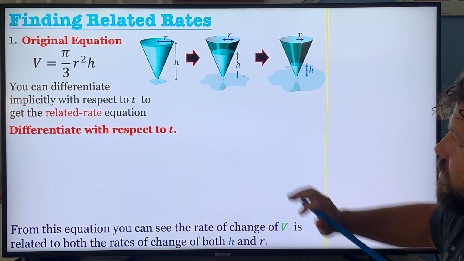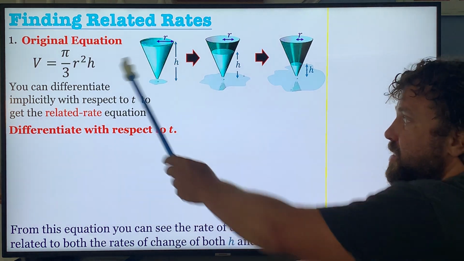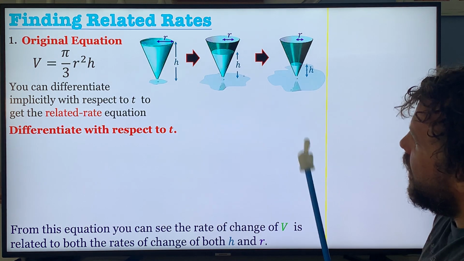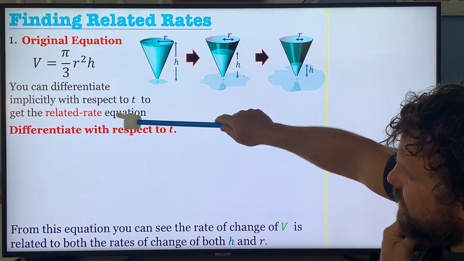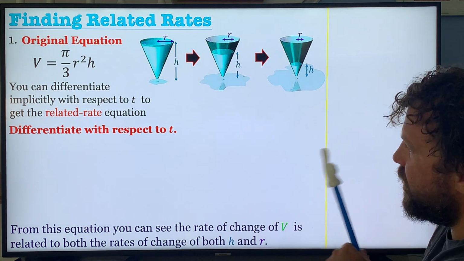Good. All right, so original equation, volume is pi over 3 r squared h. That's the equation for what? Volume of a cone. Okay, so here's our cone, and you can differentiate implicitly with respect to t and get the related rate of the equation.